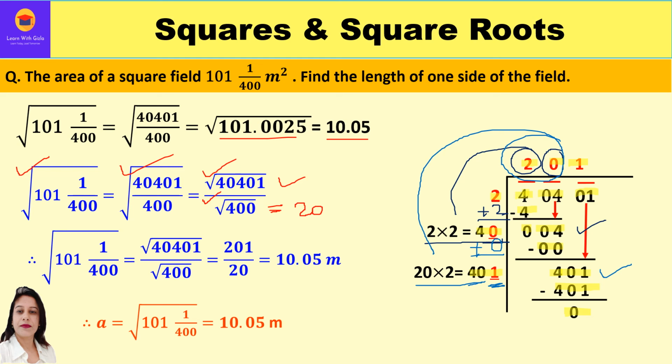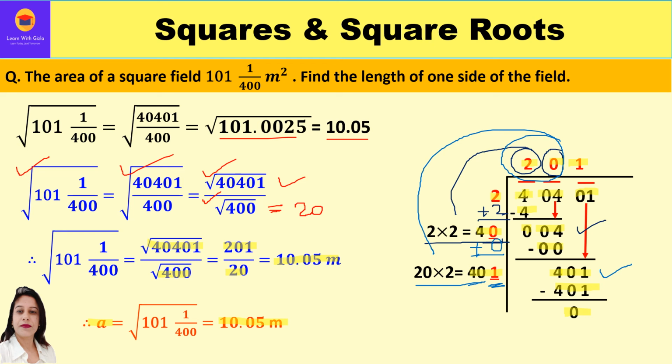We will stop the long division process and say over here the square root of 40,401 is 201 and the square root of 400 is already 20. Now we shall divide 201 by 20 and we shall get 10.05 meters. So we can say the length of each side is 10.05 meters.